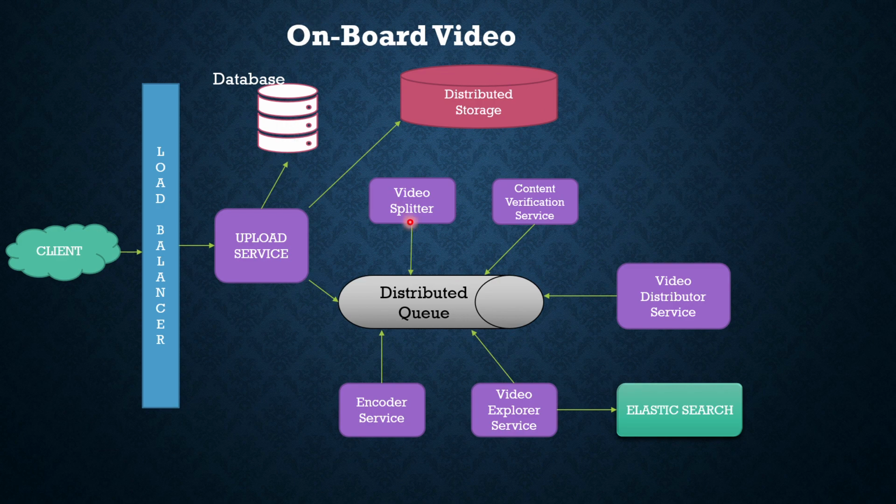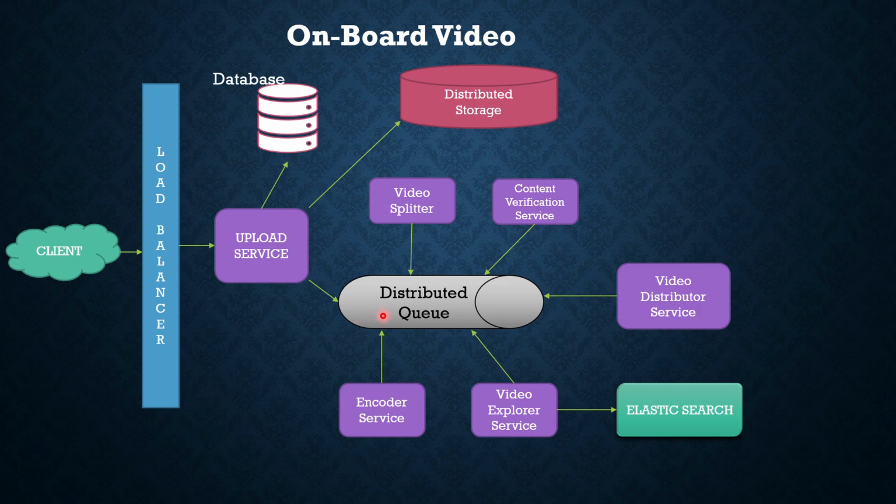Next thing is that we need to verify the content. Once the encoder service puts an event in the queue saying that encoding is done, the content verification service will be triggered, and these two operations will go in parallel. Since this service is working in parallel, it will be putting an event in the queue saying that okay, first chunk is done, second chunk is done.